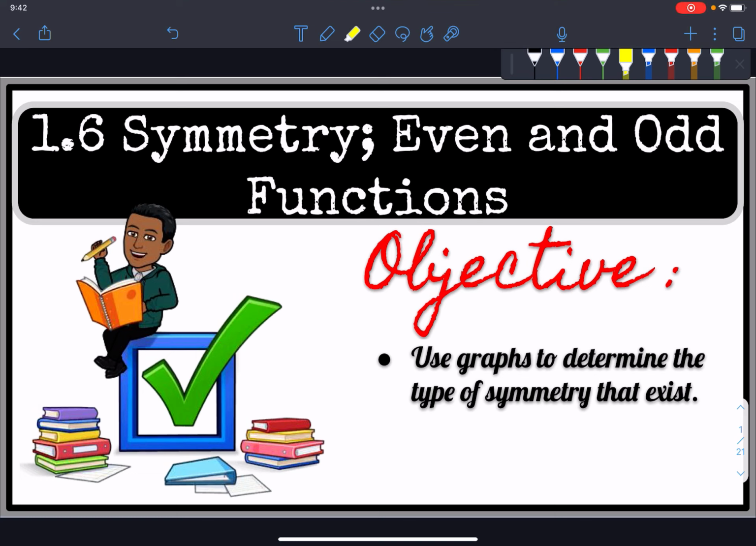Hello class. In this lesson 1.6, Symmetry, Even and Odd Functions, you will learn to use graphs to determine the types of symmetry that exist. Now, a graph could be symmetrical in one of two ways.